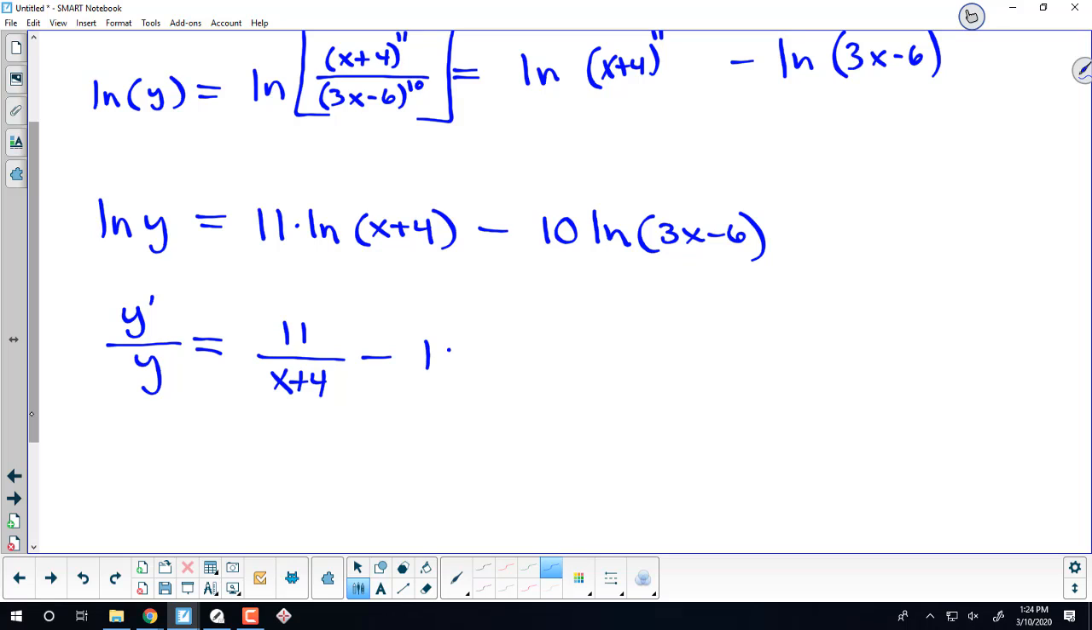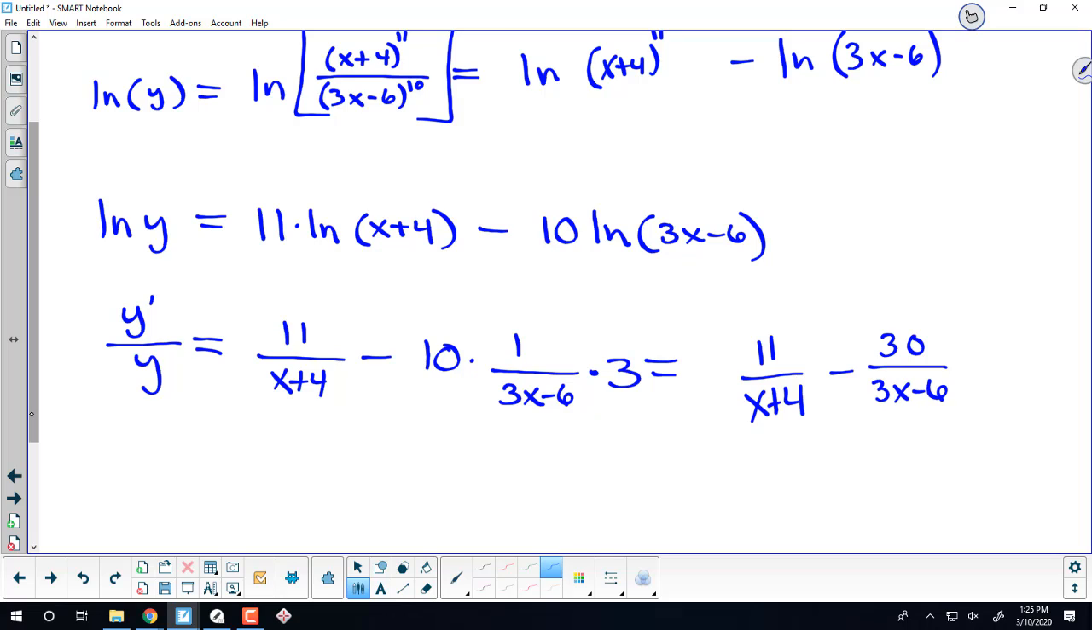minus, we have our 10 times 1 over the argument times the derivative of our argument, derivative of 3x minus 6 is 3. So we have y prime over y is 11 over x plus 4 minus 30. We can simplify that to 30 over 3x minus 6. So notice we can take out a 3 on the bottom and divide the 30 by that 3. So let's just do that so it's a little bit easier.